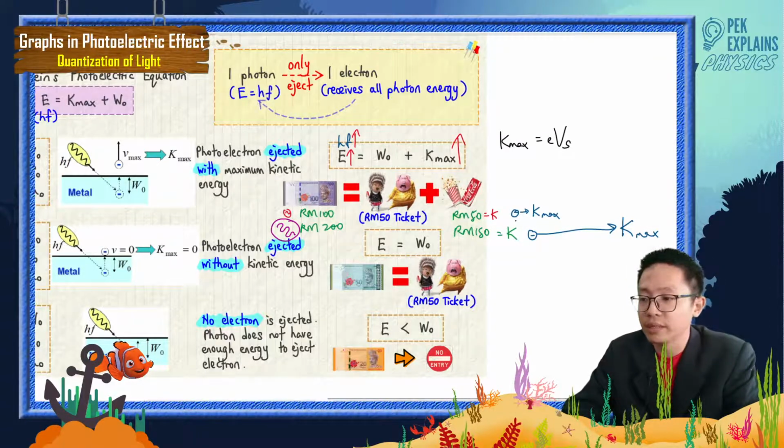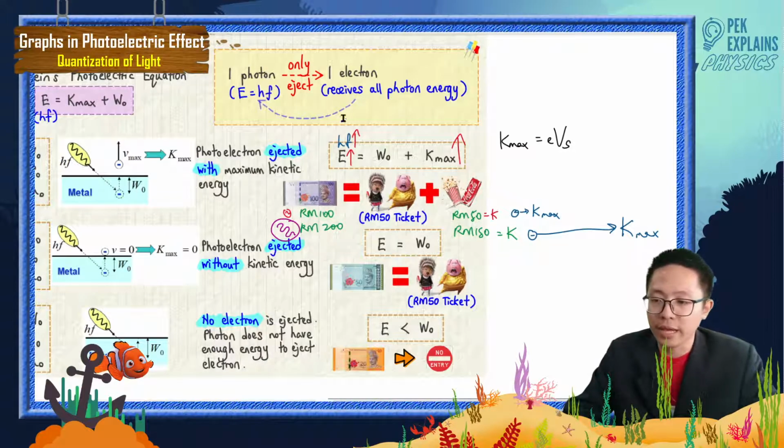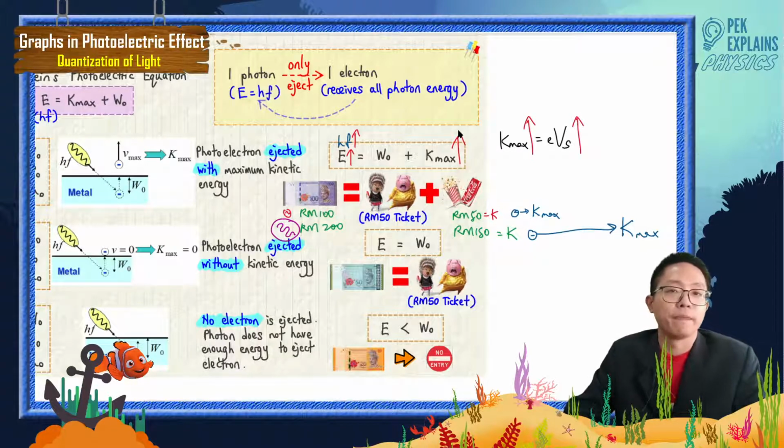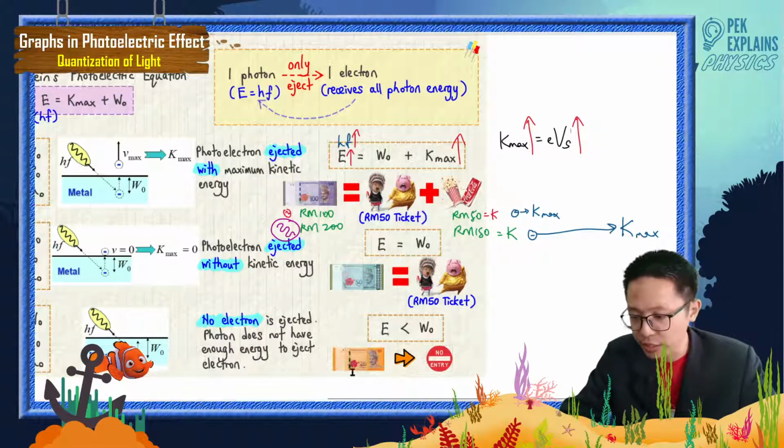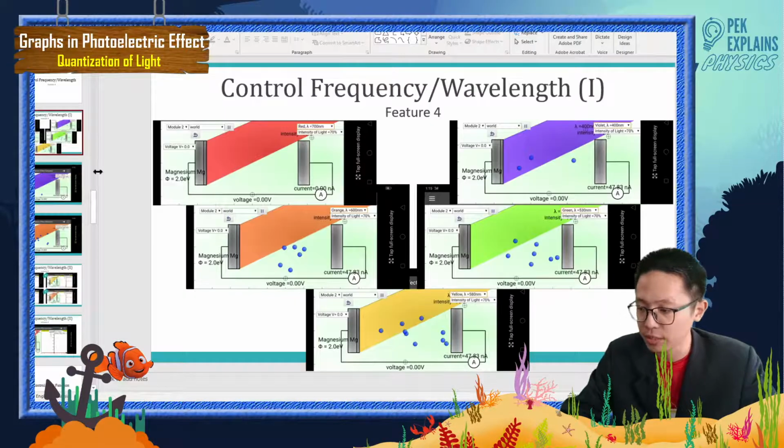Kmax equals eVs. So the higher the frequency, the higher the energy of each photon, the higher the kinetic energy of the electron ejected. So the higher the kinetic energy, the higher the stopping potential. You require a higher stopping potential to stop it. So let's look at the simulation here. I just want to show you this simulation.